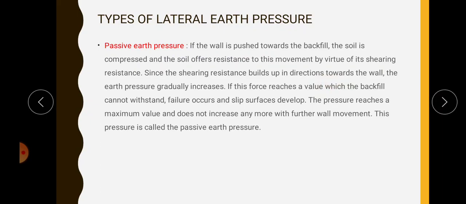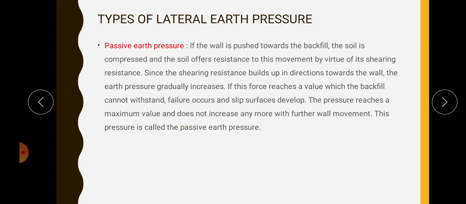And if this force reaches a value which the backfill cannot withstand, failure occurs and slips. Here also, if the soil cannot withstand this force, what will happen? The failure of the soil mass occurs, and due to this failure, a slip surface will also develop, and the pressure reaches a maximum value. At that failure condition, this pressure does not increase anymore with further wall movement. Even though there is wall movement, the pressure will not increase much beyond this point. So this pressure is known as passive earth pressure.